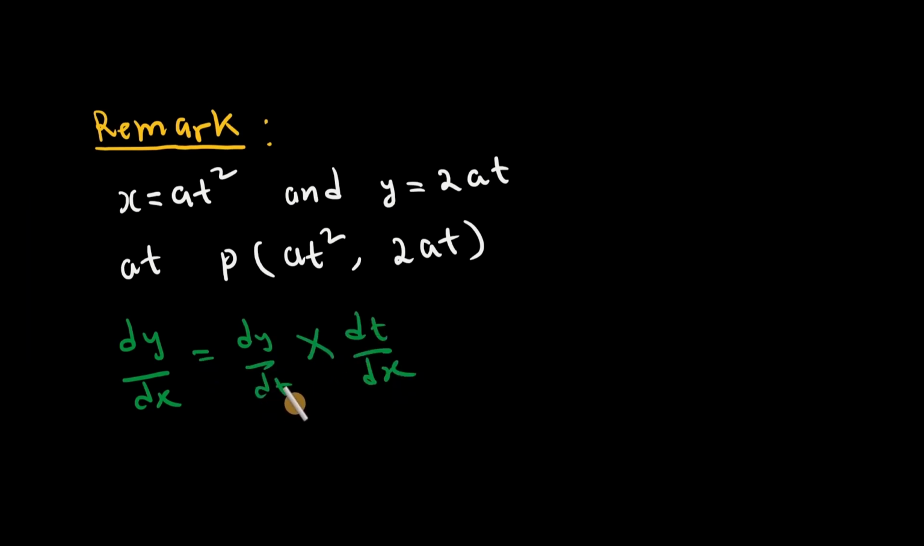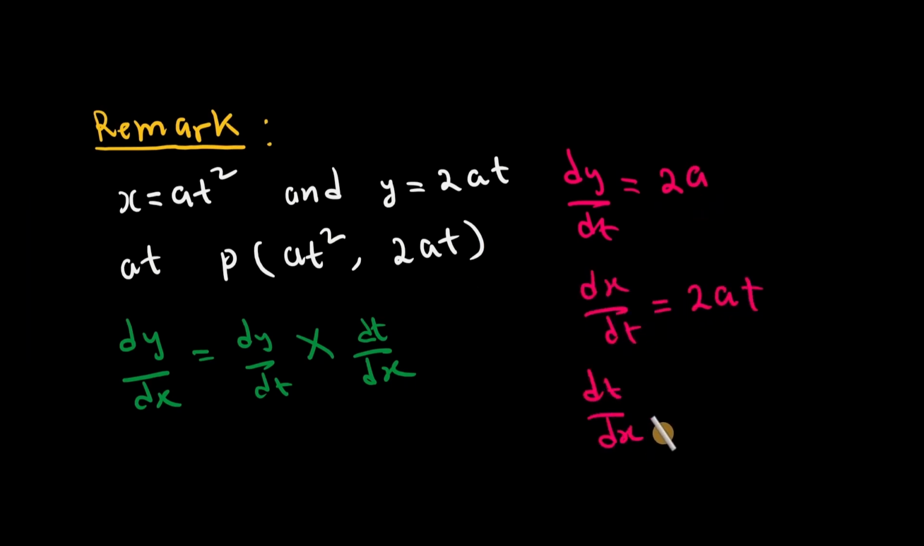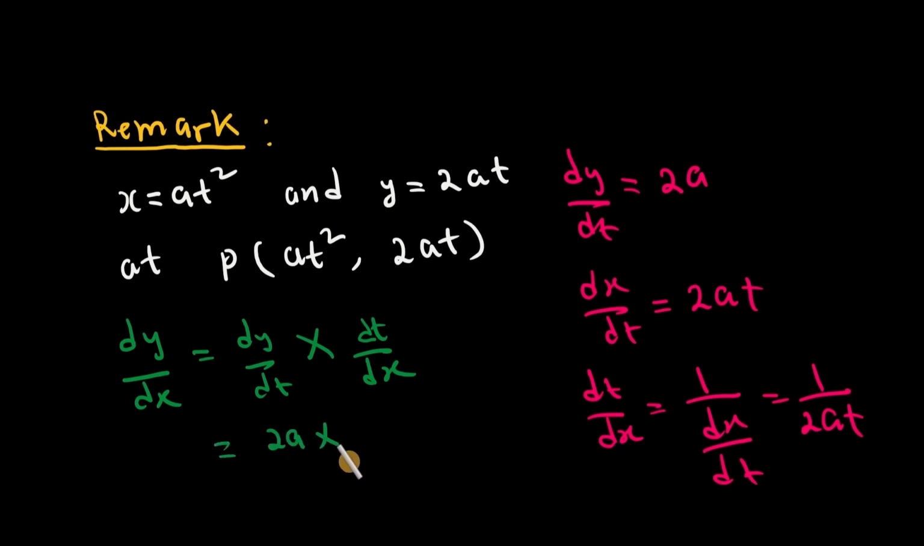You see here, I've not changed anything. If dt cancels dt, I am going to come back to dy/dx. But dy/dt equals 2a. dx/dt equals 2at. dt/dx equals 1 over dx/dt, which equals 1 over 2at. That means if I substitute these values here, I'm going to have 2a times 1 over 2at. 2a cancels 2a, and I'll have 1 over t. So this is the procedure to calculate the gradient when a parabola is defined parametrically.